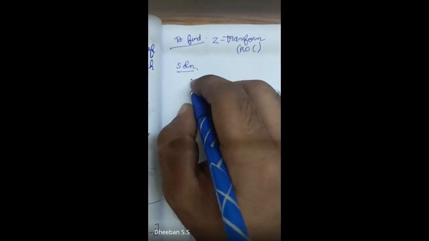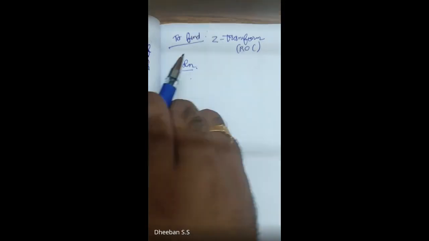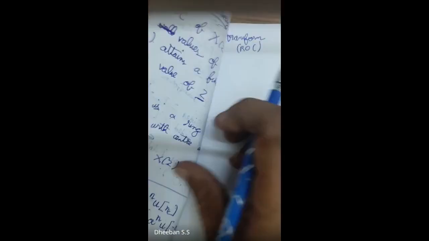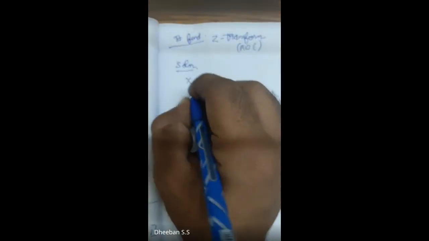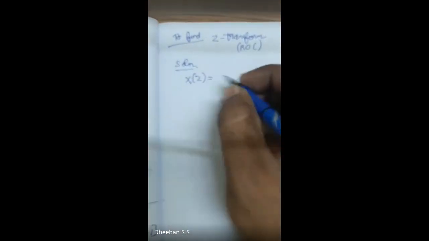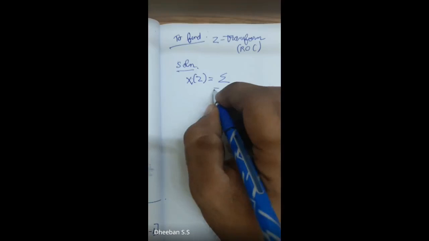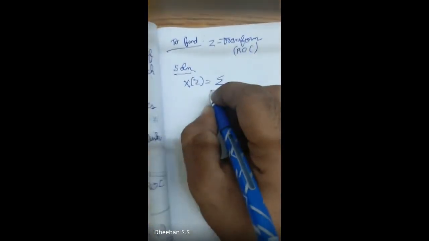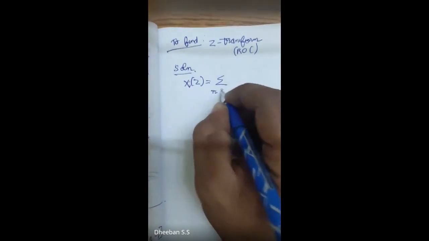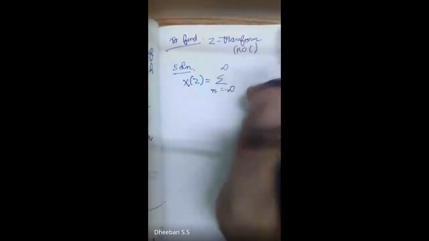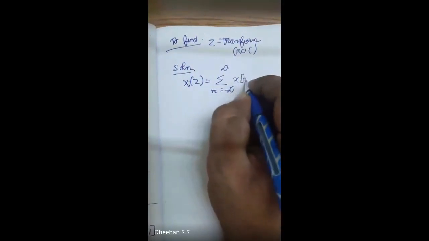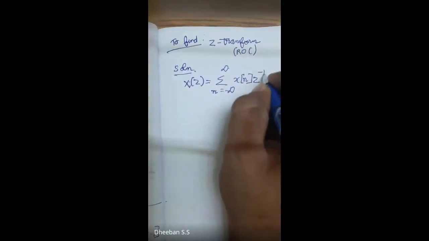So first, write the formula for the bilateral Z transform itself. You just write it out. X of z is equal to, this is the general formula for your Z transform: X of z is equal to the summation from n equal to minus infinity to infinity of x of n into z power minus n.